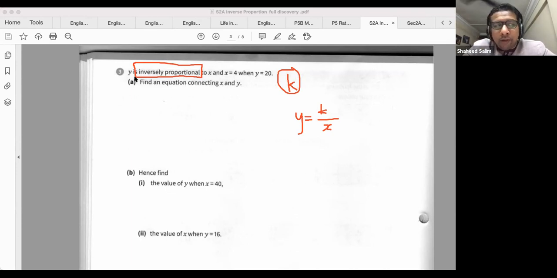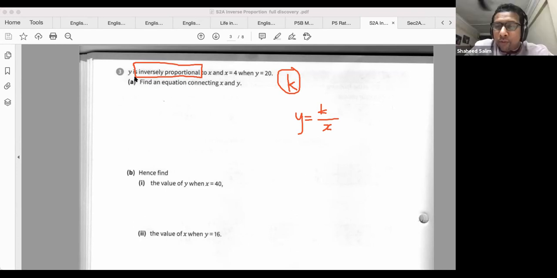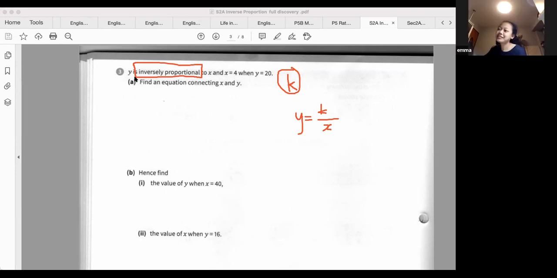How to find K? Formula? 5, 4, 3. X, Y. X times Y. Good, do X times Y. What's your answer? Mentally and straight. Go, tell me. 80. 80, good. So what is the formula now?